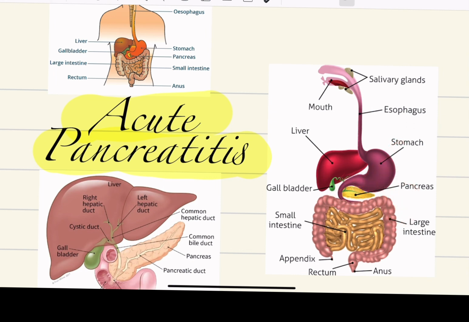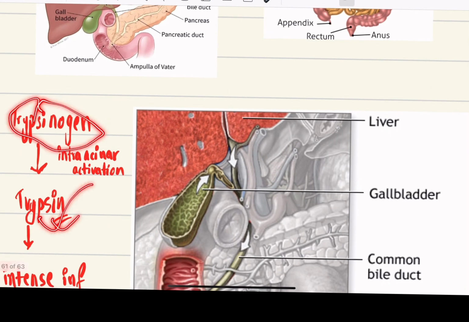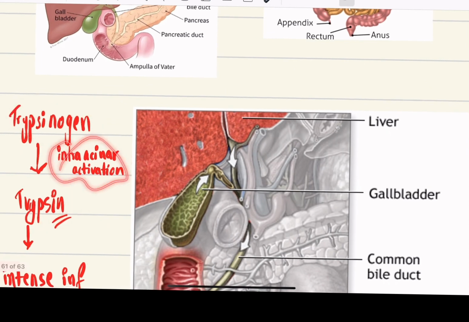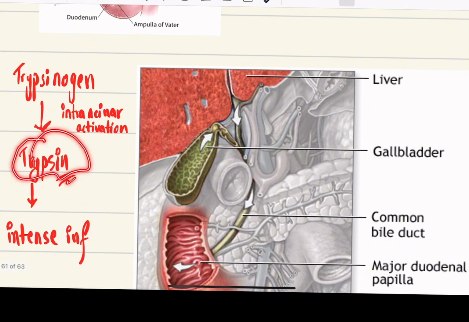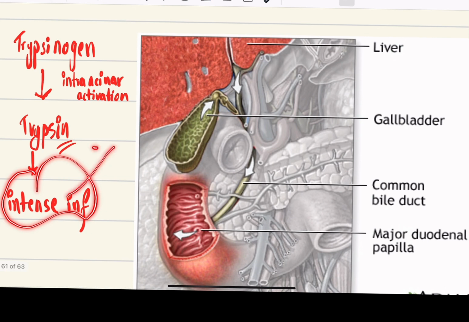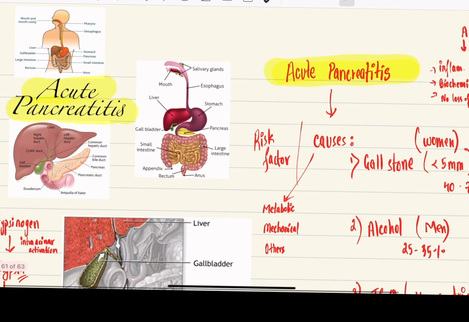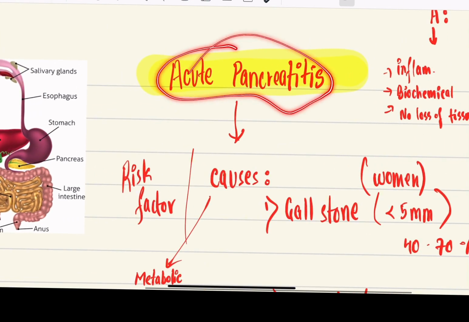The enzyme which helps in digestion is trypsinogen, which comes from the exocrine portion of the pancreas. The exocrine glands in the pancreas secrete trypsinogen. Trypsinogen is converted into trypsin by intraacinar activation. This trypsin is highly toxic, so it might cause intense inflammation resulting in acute pancreatitis. Let's see more about acute pancreatitis.